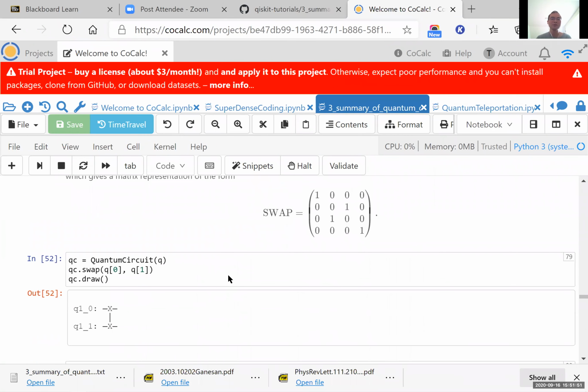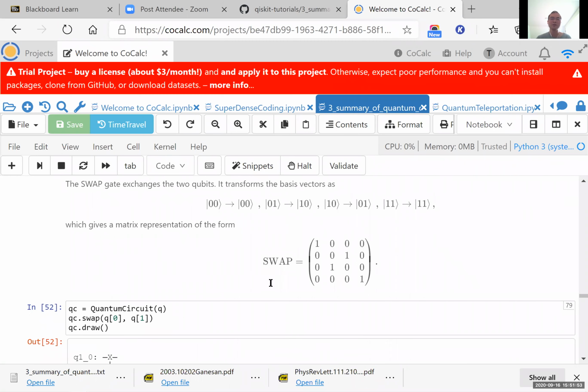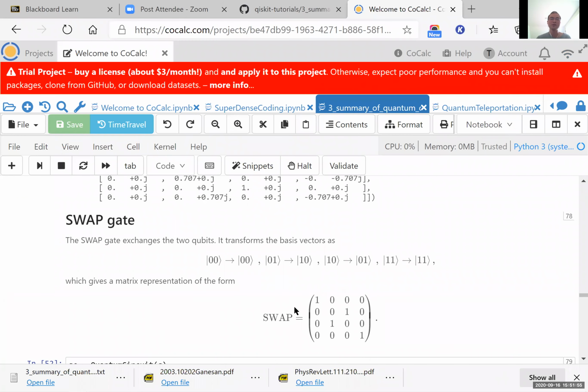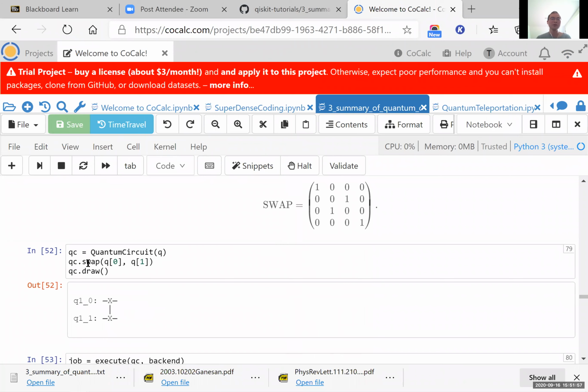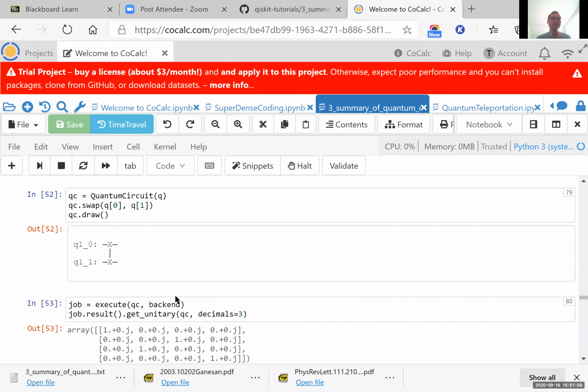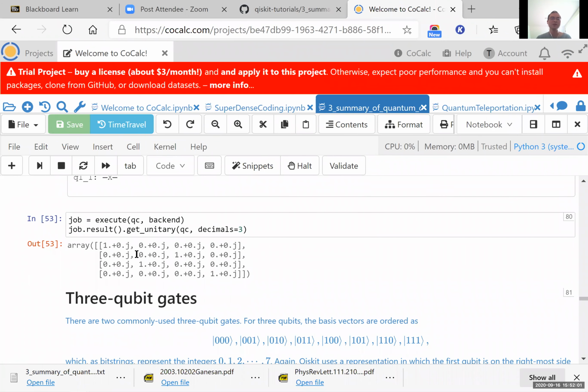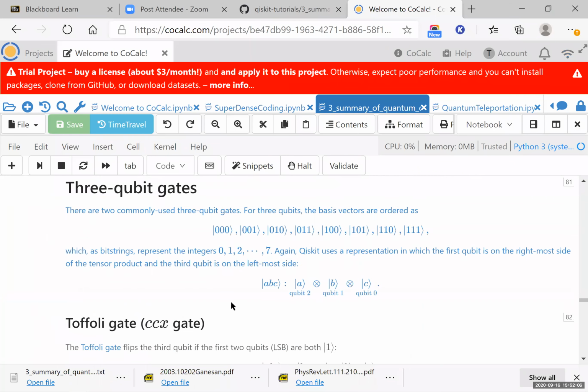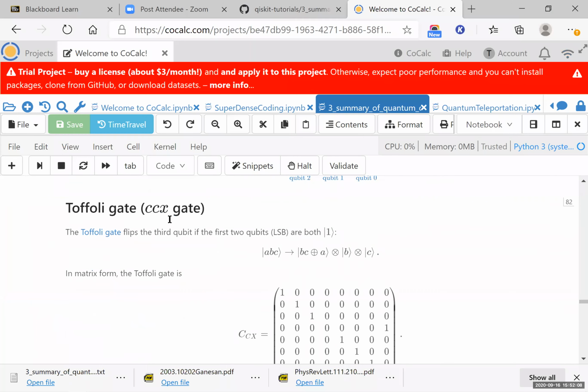So there are also 2-qubit gates, like the swap gate. Swap will swap the state, and you can really swap them. You could run this and see the unitary representation. And there are also others. This is the Toffoli gate.